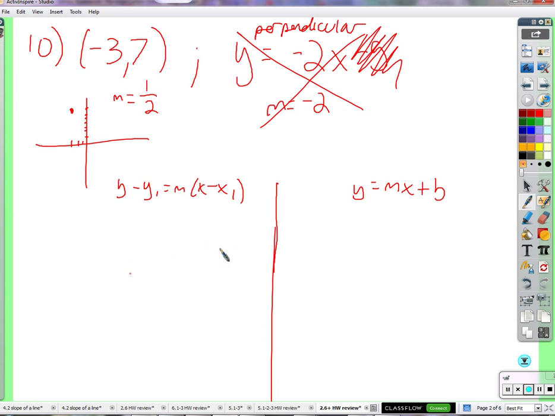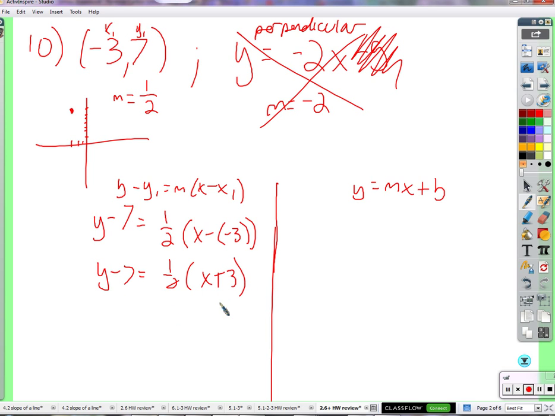So let's start with this one. So this, remember, this y is a variable, this x is a variable. So we have y the variable minus y, what's this? 7. 7, right? The y from the point. That's y1, this is x1, equals the slope, which we found to be 1 half, times x minus the x from the point, which is negative 3. So we have y minus 7 equals 1 half times x plus 3.